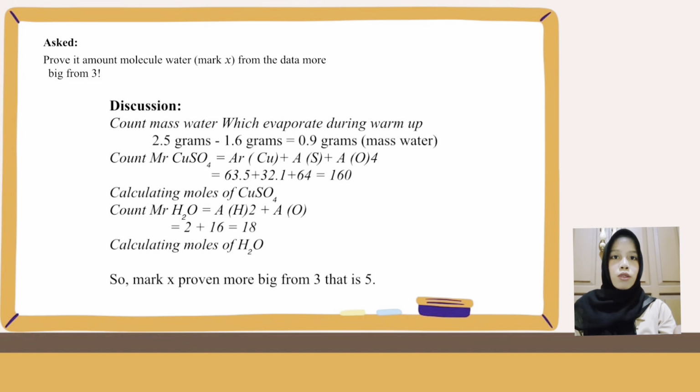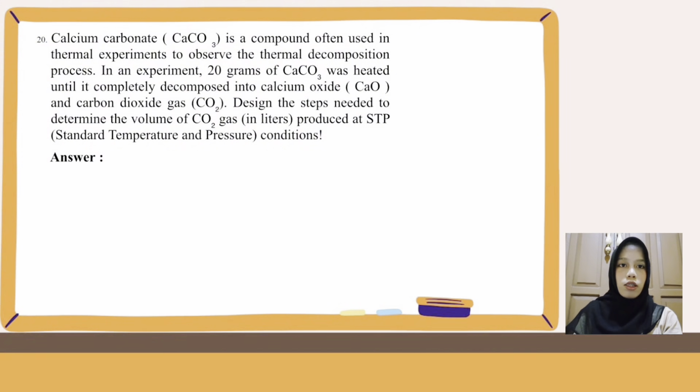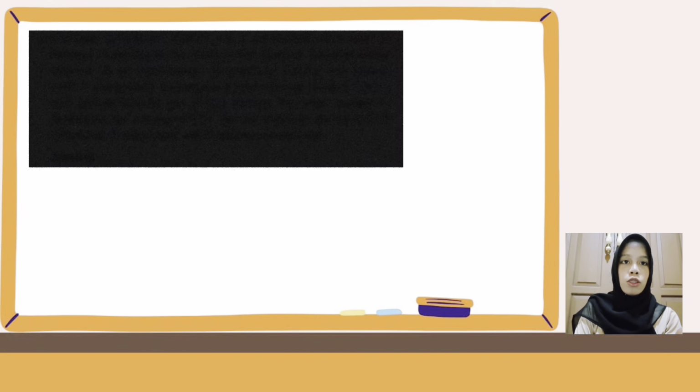19. Copper sulfate is a hydrated compound commonly used in chemistry experiments to determine the number of water molecules in it. In an experiment, a student heated 2.5 grams of the compound until 1.6 grams of anhydrous solid remained. Answer: the mass of the beginning copper sulfate hydrate equals 2.5 grams.